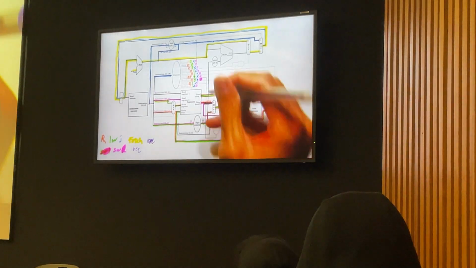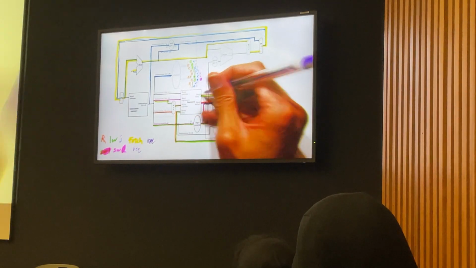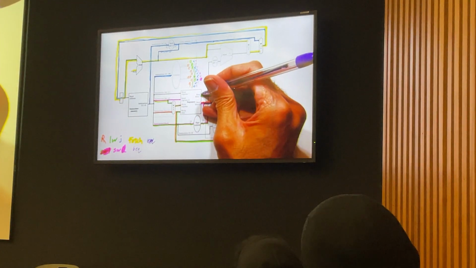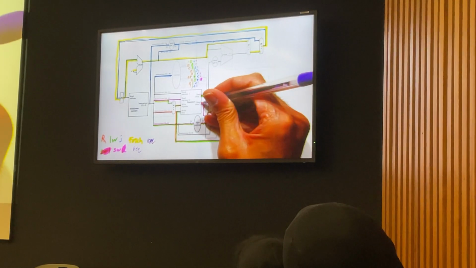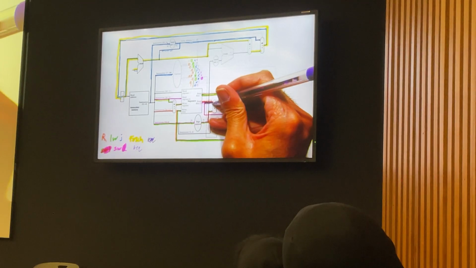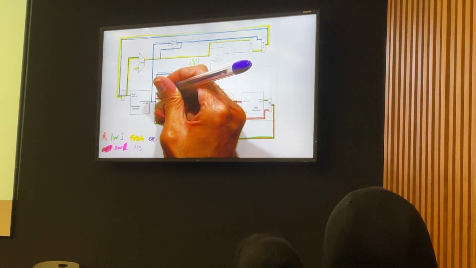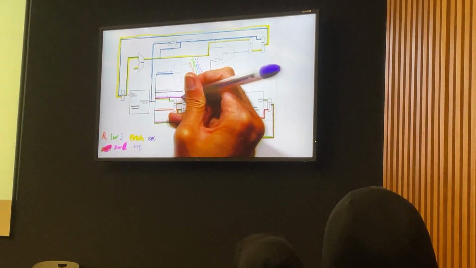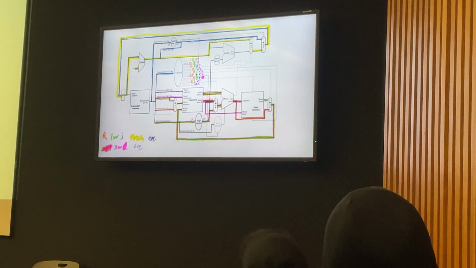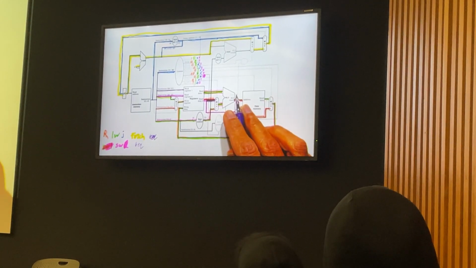So what is the branch? You're reading two registers to compare them. We're doing a branch if equal. And we're checking if they're equal by doing a subtract and checking if the result is 0.